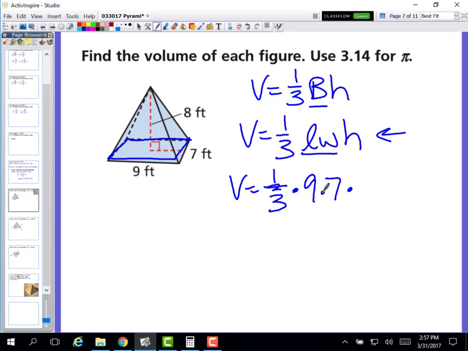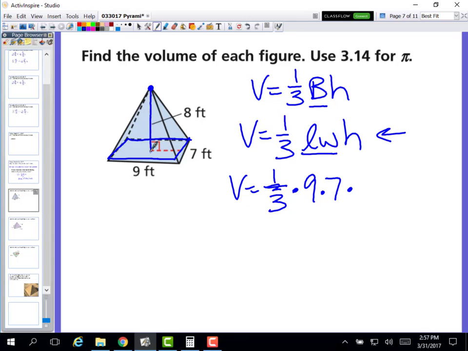Now, the height of a figure in a three-dimensional object like this is always going to be defined as the perpendicular distance from the base to the farthest point away from the base. So the farthest point is going to be that little dot right there, that vertex, and it's going to be directly above the center of this base.